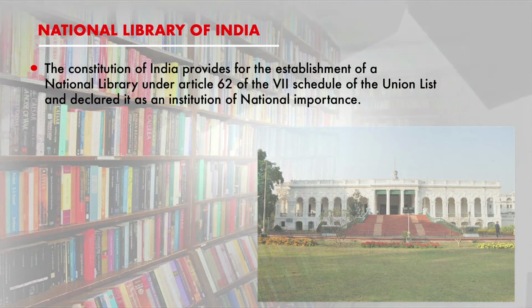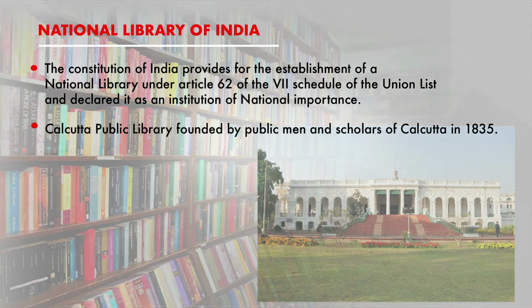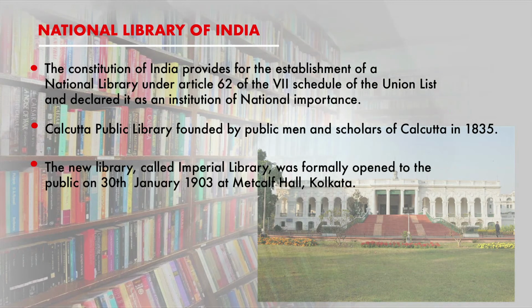The history of the National Library of India is divided into 3 phases. In the first phase, Kolkata Public Library was founded by public men and scholars of Kolkata in 1835. In the second phase, the new library building called Imperial Library was formally opened to the public on 30th January 1903 at Metcalfe Hall, Kolkata.